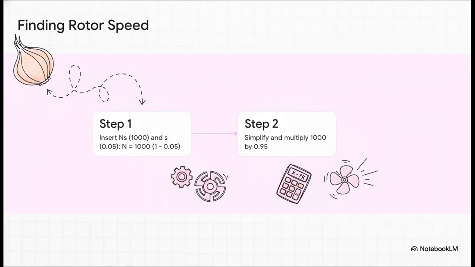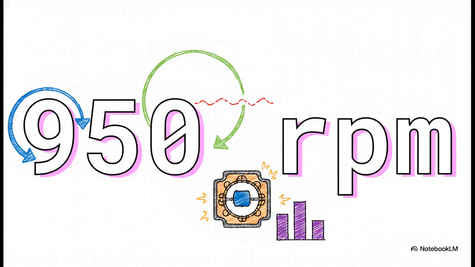Okay, let's peel this onion layer by layer so we don't get overwhelmed. Step 1 is just simple plug and chug. We grab our synchronous speed, ns, which was 1,000, and our slip, s, which is 0.05, and we drop them right into the formula. That gives us n equals 1,000 times the quantity of 1 minus 0.05. For step 2, we just clean up the math inside those parentheses. 1 minus 0.05 leaves us with 0.95. So the whole calculation simply boils down to 1,000 multiplied by 0.95. And boom, there it is, 950 RPM.